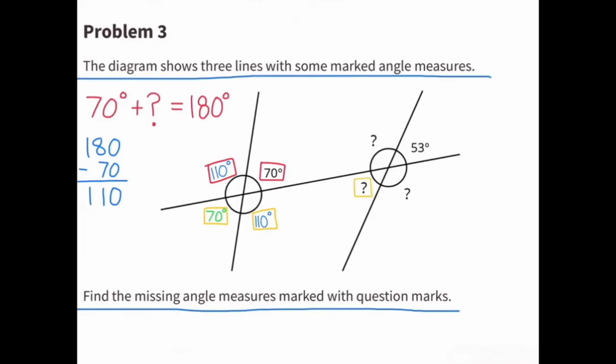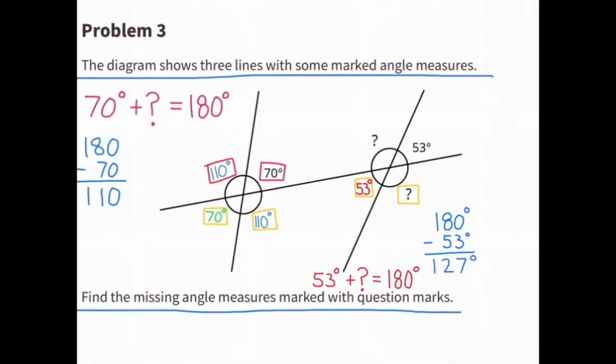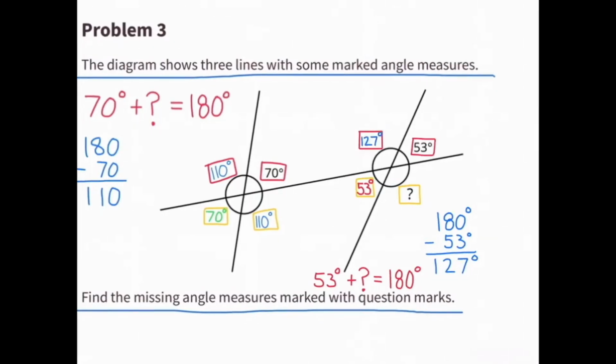Now on the other side, this question mark represents the alternate interior angle for the angle marked 53 degrees. We can switch this question mark now to 53 degrees. Now these last two question marks represent alternate interior angles of each other. In order to find the measurement for those, we need to ask ourselves, what number plus 53 equals 180? That's the same as 180 degrees minus 53 degrees equals 127 degrees. So both of these question marks represent angles with a measure of 127 degrees.